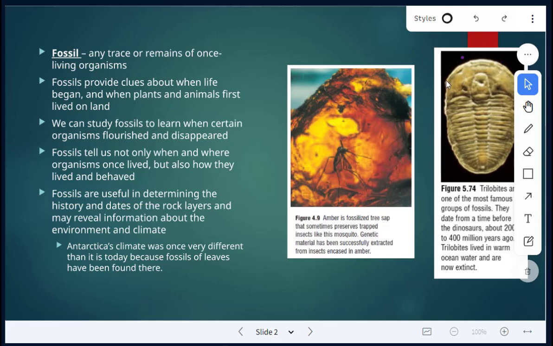In this example here, this is a trilobite. Trilobite fossil. They lived in warm ocean water. They are now extinct. They existed about 200 to 400 million years ago.